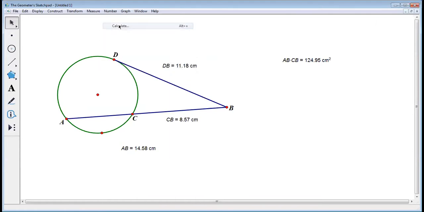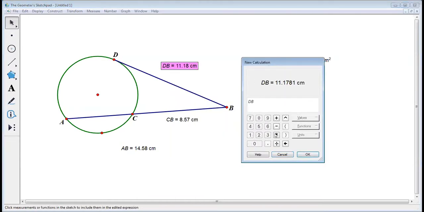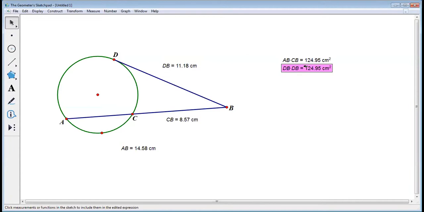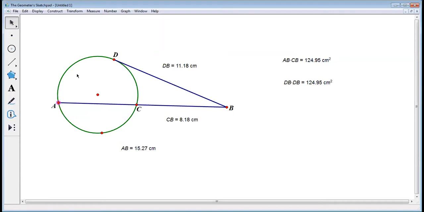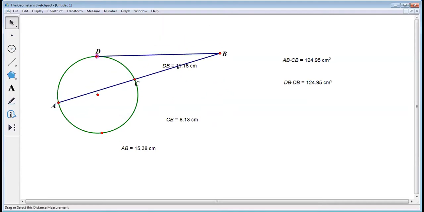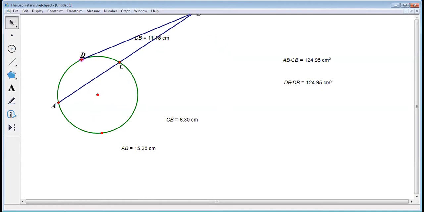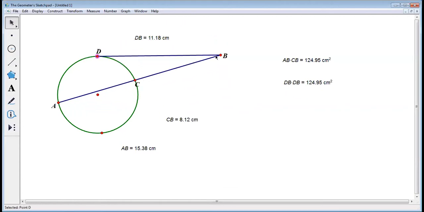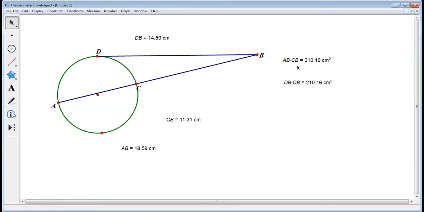So calculate this times itself. And will you look at that, we got the same result, 124.95. And of course, I can move any of these points around. Actually, moving this point around doesn't even change the value of dB. You can adjust B as well, though. And take a look. Those are always equivalent. And we're going to use this to write out our theorem.